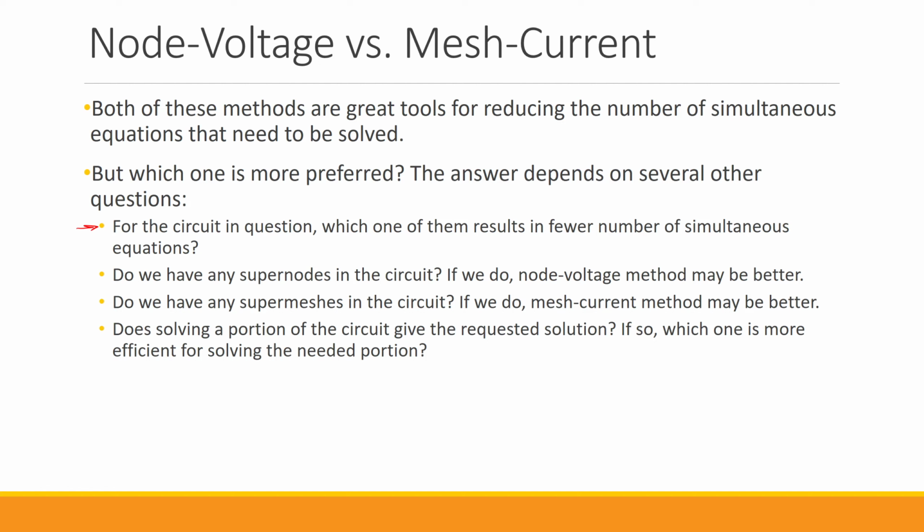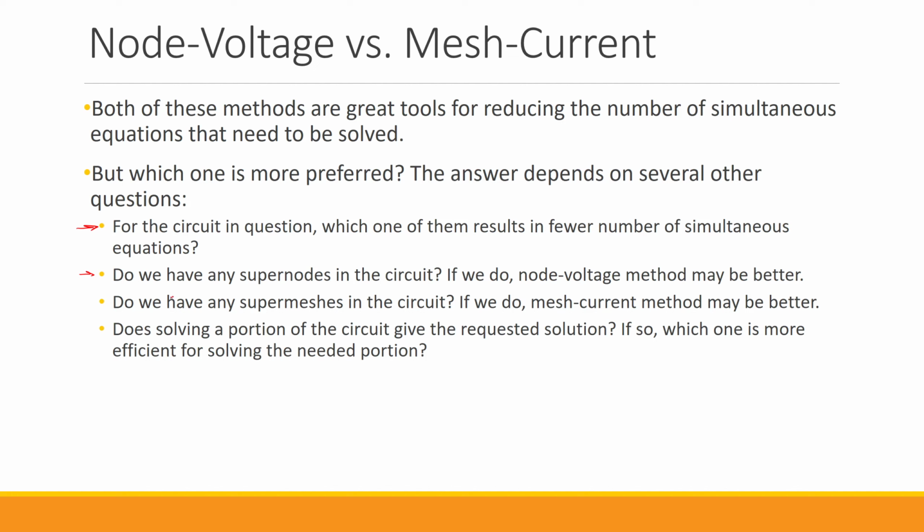So that was the basic question that we needed to ask ourselves. The follow-up questions are, do we have any supernodes in the circuit? If we have any supernode in the circuit, that means it is possible that the node voltage method results in a fewer number of equations, right? Because we said that if we have a supernode in our circuit, we can combine the nodes that have a voltage source between them and use them as a supernode, and that reduces the number of equations.